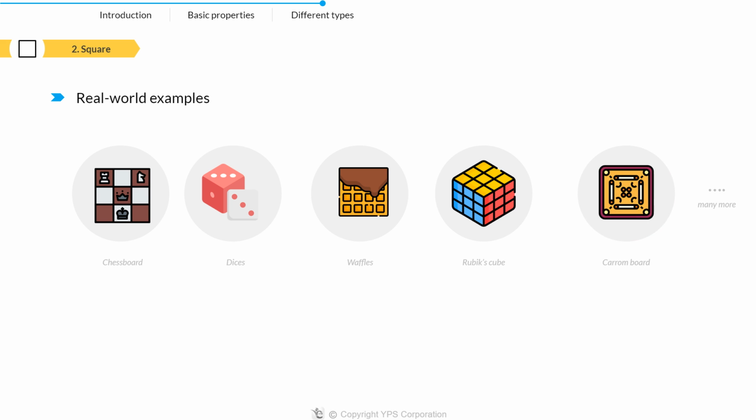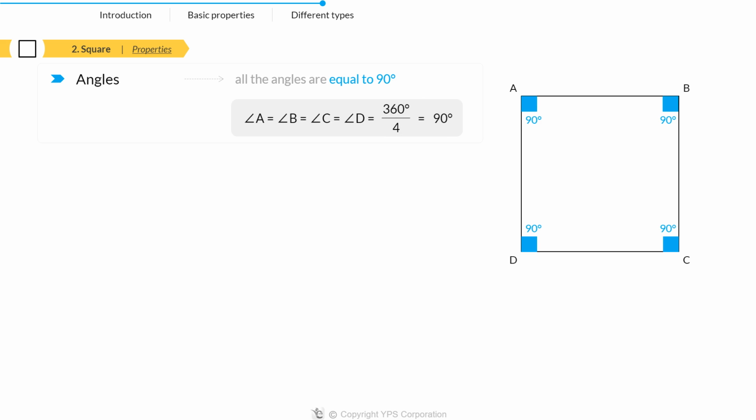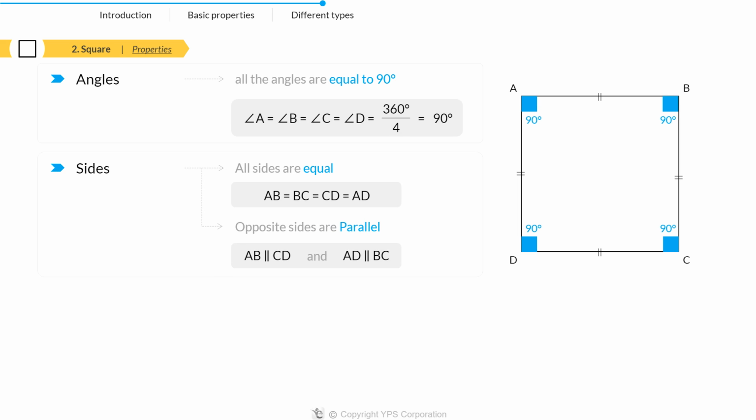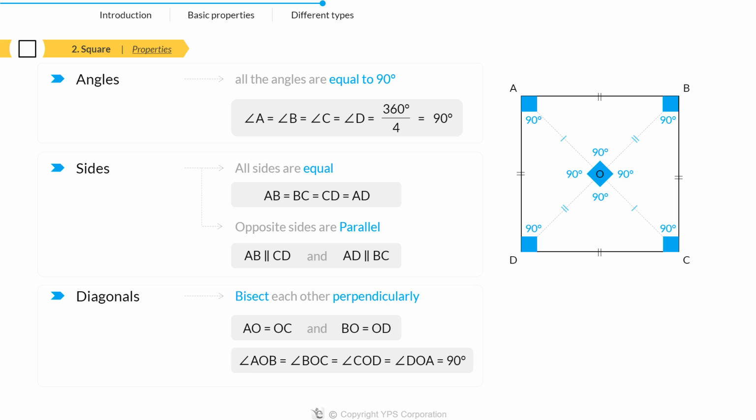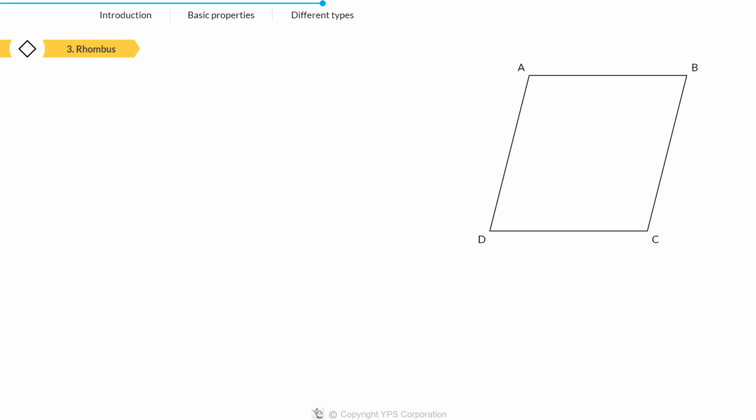Moving on to the properties of a square. A square has three properties. All the angles of a square are 90 degrees. All sides of a square are equal and opposite sides are parallel to each other, and the diagonals bisect each other perpendicularly. If we want to calculate the area and perimeter of a square with side A, then area of a square equals A into A equals A square, and perimeter of a square equals 2 into (A plus A) equals 4A.